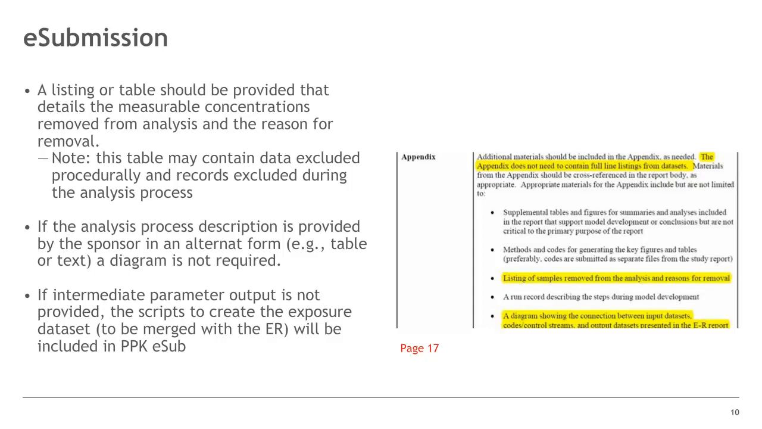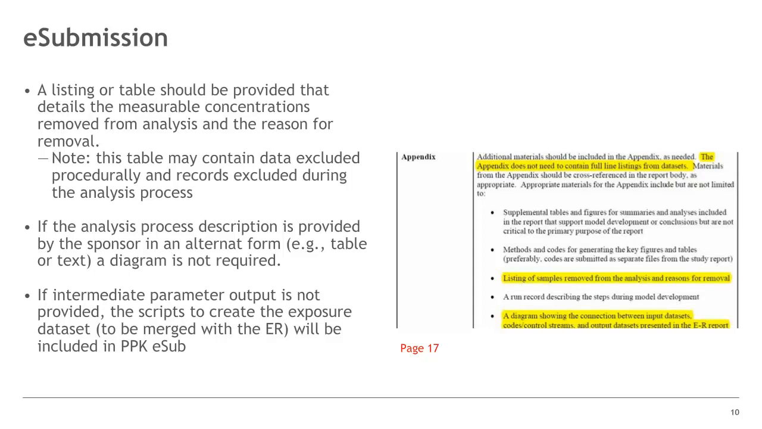And if the analysis process description is provided, so this is to address the comment on the bottom right: a diagram showing the connection between input data sets, control streams, and output data sets presented in the ER report. I mean, there are multiple ways to do that. Some people do it in a table, the flow of the analysis. Some people do it in a picture. Some people do it in the reviewer's notes, that what is input to what model, and then what's the output and the sequence of events. So as long as you have a way to depict that, it should be good. It doesn't always have to be a diagram, but that's something to call out here, that's a change from before.